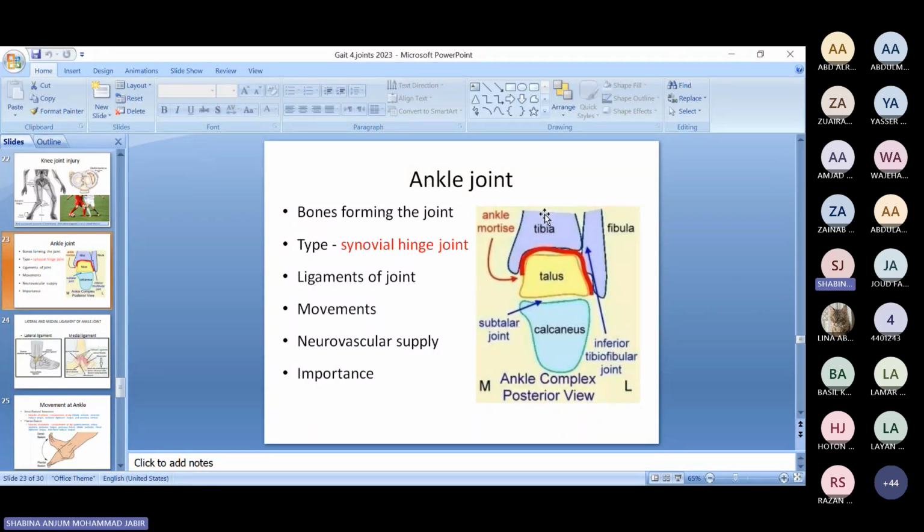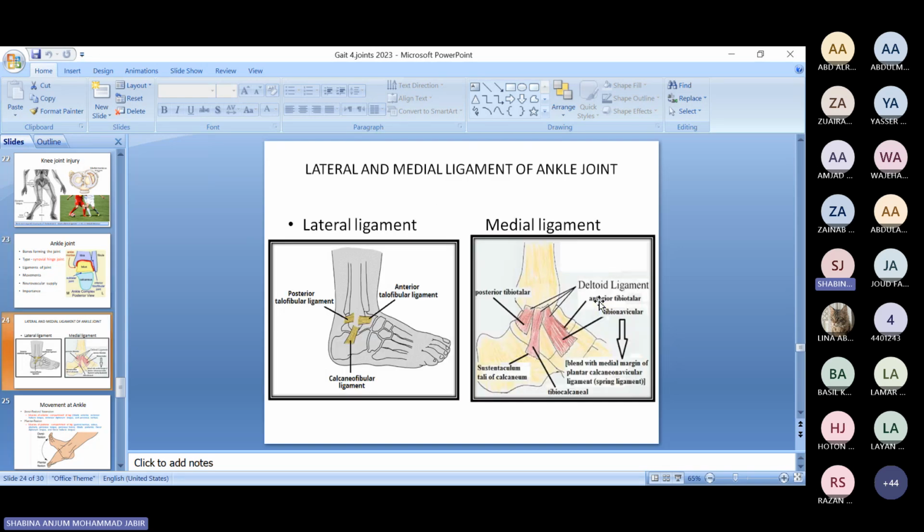Next, we have the ankle joint. How is the ankle joint formed? It is formed by the tibia, fibula, and the talus. Always remember that the fibula is not present in the knee joint, but in the ankle, yes, it is present. What is the type of joint? Again, it is a hinge joint.